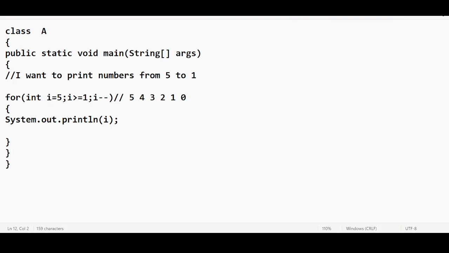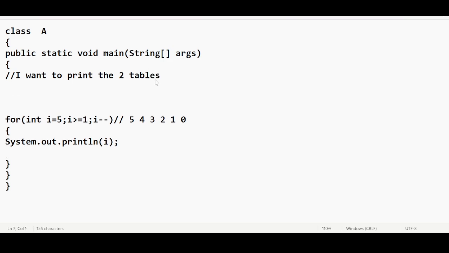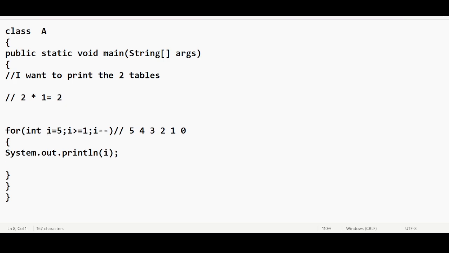Now I have another requirement. I want to print the 2 tables. When I want to print the 2 tables, the output should be like this. I'm expecting the output to be like 2 into 1 equal to 2. Like this, I'm expecting the output. How can I achieve this? I want to print the 2 tables from 1 to 10.